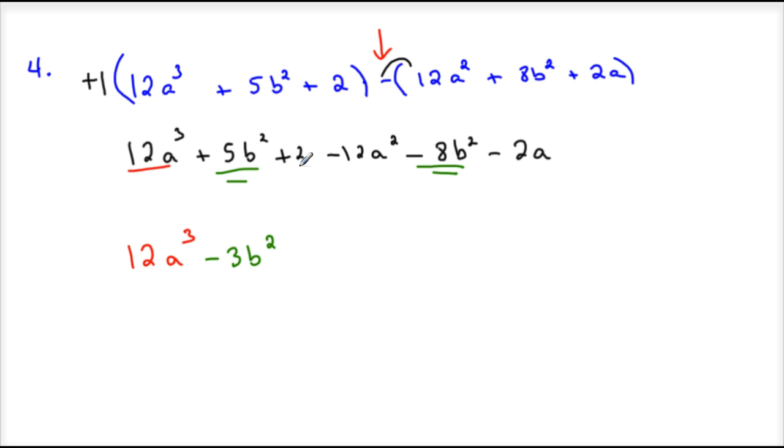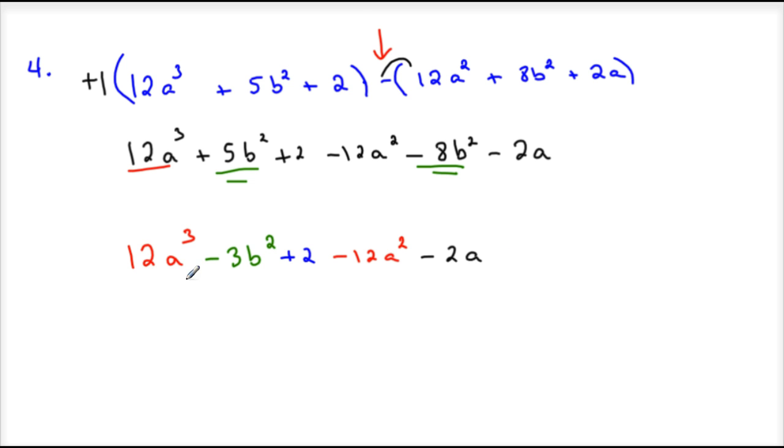Here I have a positive 2. Do I have any other terms that just have a number without any variables? I do not. So I'm just going to say plus 2 here. Minus 12a squared. Again, I don't have any other terms with an a squared, so minus 12a squared. And minus 2a, and there's no other terms with the minus 2a. So there's not much I could do in this one.